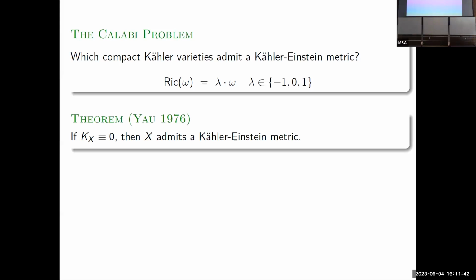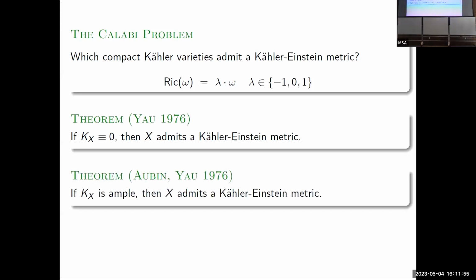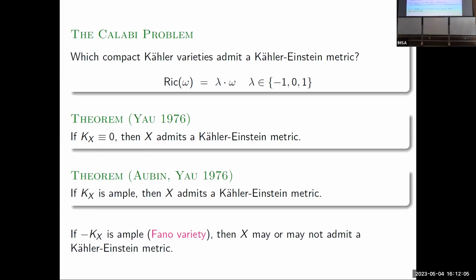Yau first proved in 1976 that for varieties with numerically trivial canonical class, you always get a Kähler-Einstein metric. Shortly after that, Aubin and Yau proved independently that if the canonical class is ample, then X also admits the Kähler-Einstein metric. However, a Fano variety X may or may not admit a Kähler-Einstein metric, and determining which Fano varieties admit one is the problem that we are interested in.